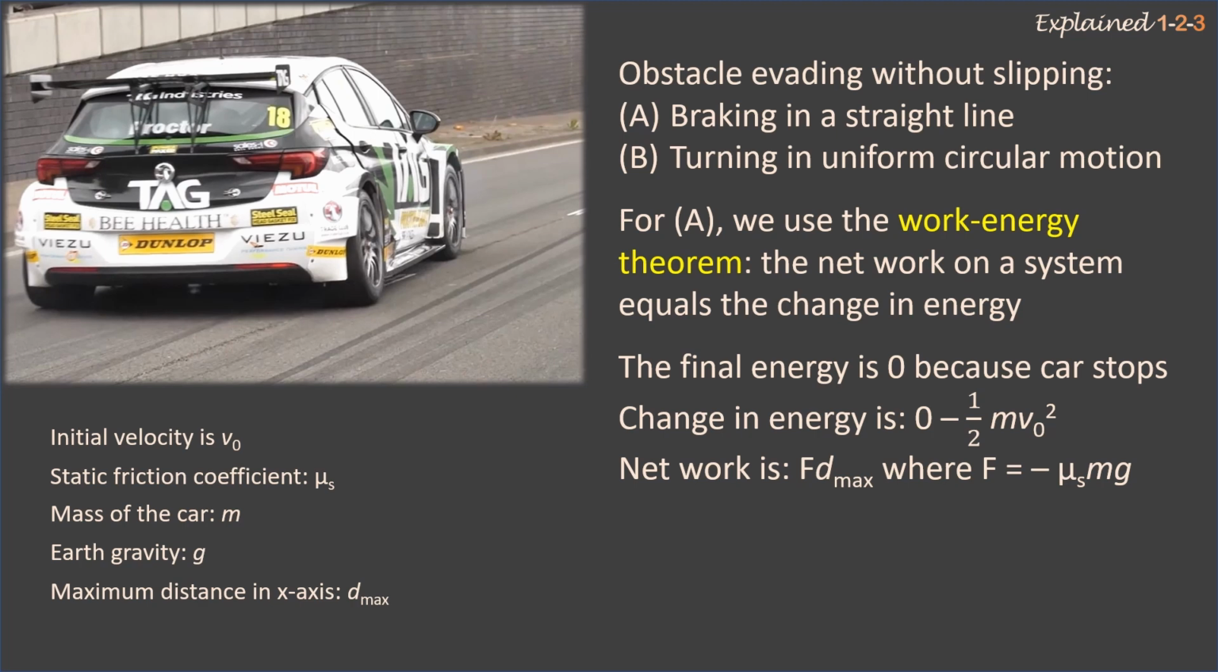The net work done by the friction is negative μ_s m g times the braking distance d_max. The negative sign comes from the friction force always being against the motion of an object. Equating the net work with the change in energy, we can obtain d_max equals 1/2 of v_0 squared over μ_s g.